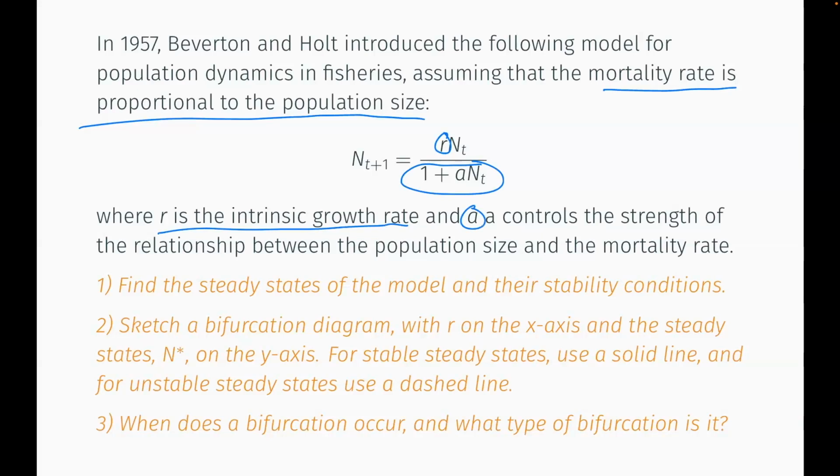We can't split this really into births and deaths, but you can see as N gets larger, the term on the bottom is going to get larger as well. So it's going to modify our growth rate.